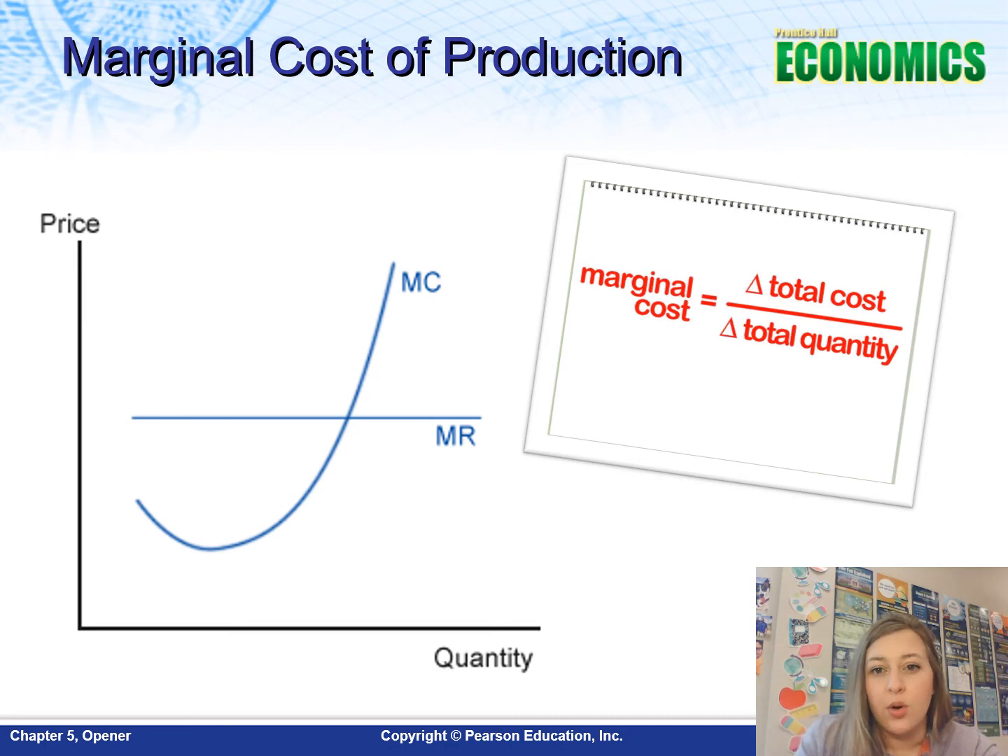So knowing the total costs of several levels of output helps a business determine their marginal cost of production at each level. In other words, they can figure out the additional cost of producing one more unit. So if we make 10 cars instead of 9 cars, what's that going to cost us? What's the payback going to be, right?